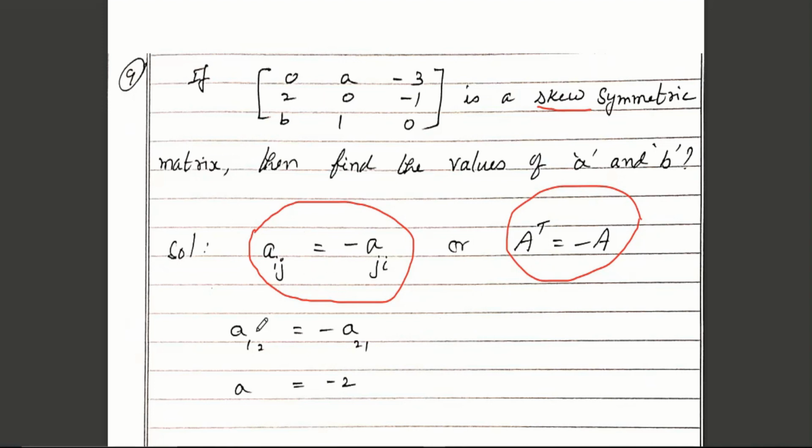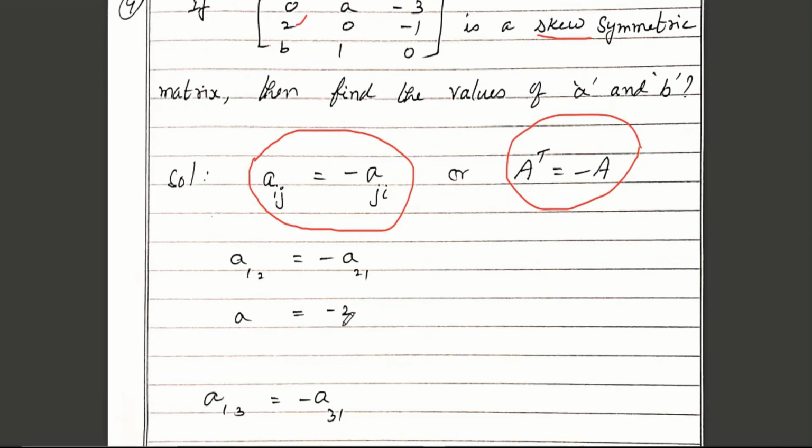ஸோ இப்போ நான் அகைன் Aij equal to negative Aji ன்னு எடுத்திருக்கேன். அப்போ இங்க A எங்கிற எலிமெண்ட் ஃபர்ஸ்ட் ரோ செகண்ட் காலம்ல இருக்கு. அப்போ A12 equal to negative Aji, இங்க இன்டர்சேஞ்ச் ஆயிருக்கு. அப்போ 1 2 இன்டர்சேஞ்ச் ஆனா 2 1. அப்போ செகண்ட் ரோ ஃபர்ஸ்ட் ரோல இருக்கிற எலிமெண்ட் 2. ஸோ A is equal to negative 2.